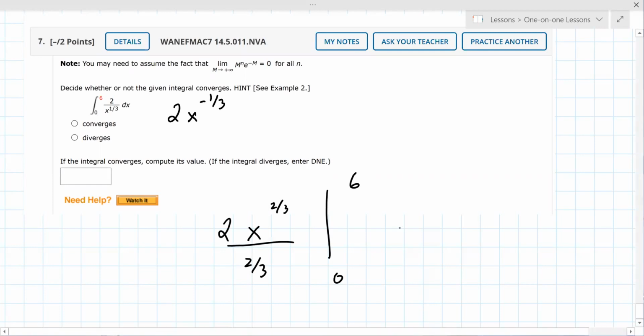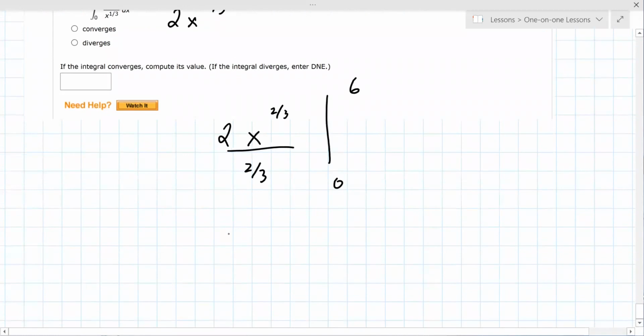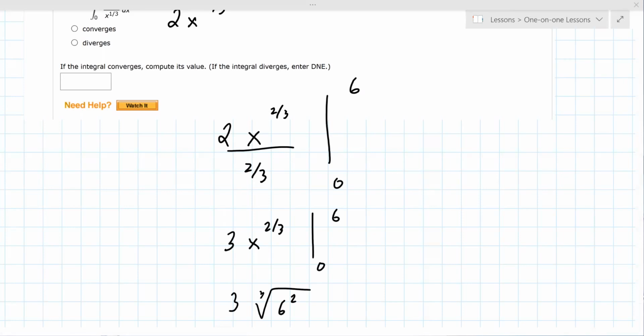So this ends up being the antiderivative here. It's 3x to the 2/3 evaluated from 0 to 6. So it becomes 3, and then it's the cube root of 6 squared. I guess that's all they want for this. So it does converge. 3. Try that. Hopefully it'll take.